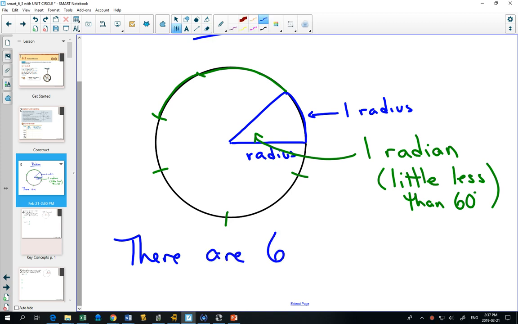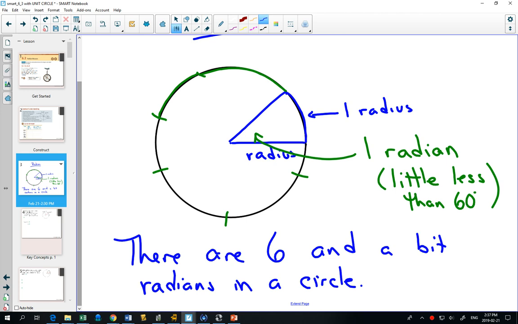There are 6 and a bit radians in a circle. Right? So right now, you're getting closer there. Okay? We're right now just estimating. And for someone taking pre-calculus to say there are 6 and a bit radians in a circle doesn't really feel like we're that good of a mathematician, right?